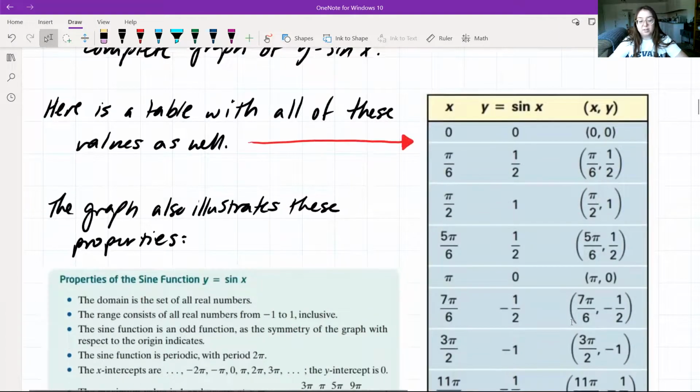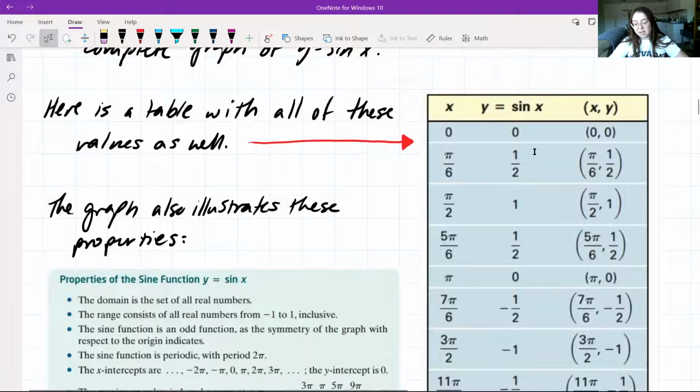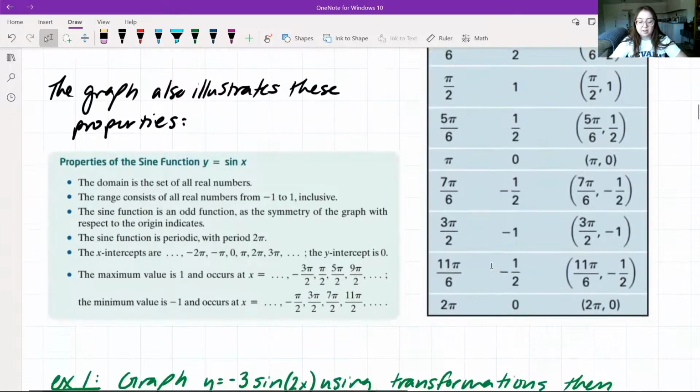In our book, we're also given a table with all of these values. So in our table, we have all the values that correspond to the angle measurement, what the y value of that is, or the y coordinate on our graph, and then it shows you the actual points. So this is a table with all of the values summarized up. The graph also illustrates specific properties of sine.